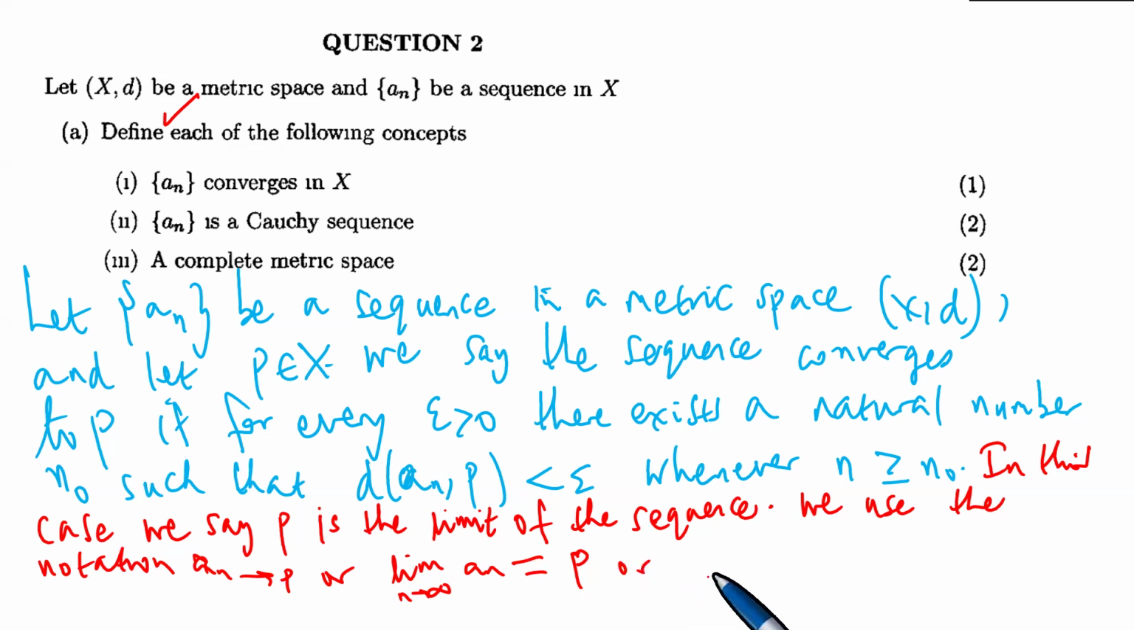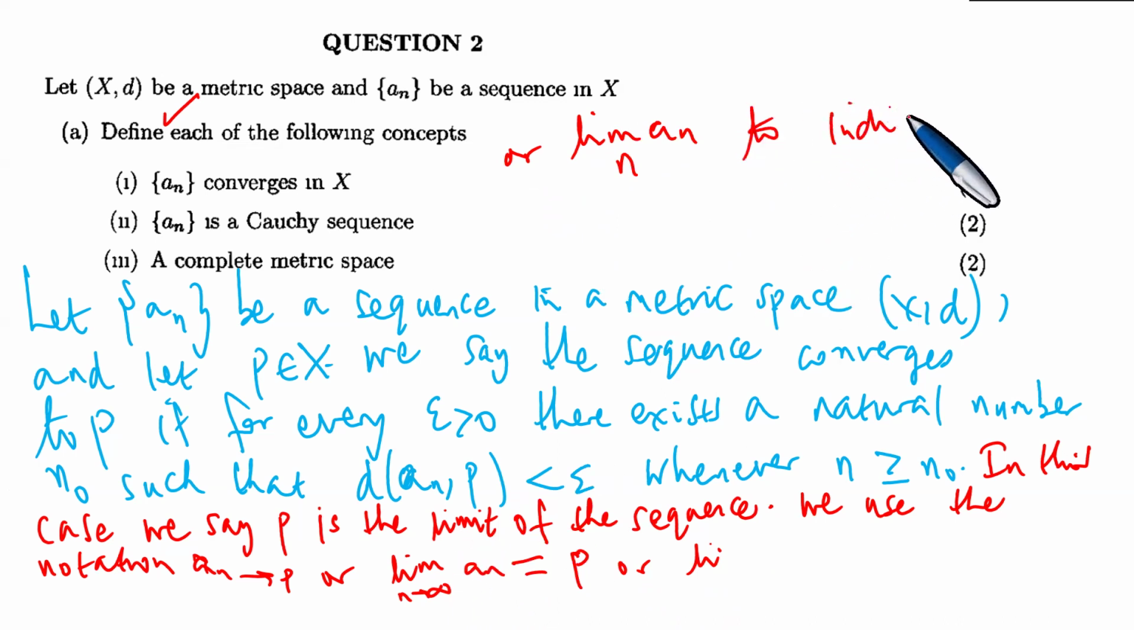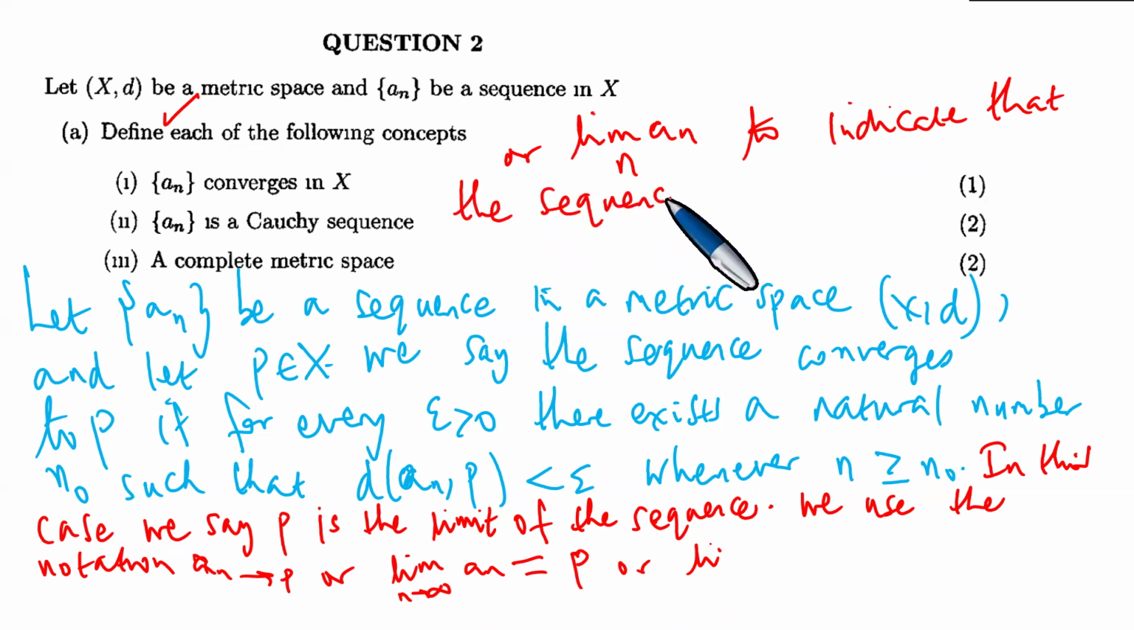Or we use other notations. To write clearly here, you have the limit as n approaches infinity of AN. Once we write this, we mean n approaches infinity, to indicate that the sequence converges to P.